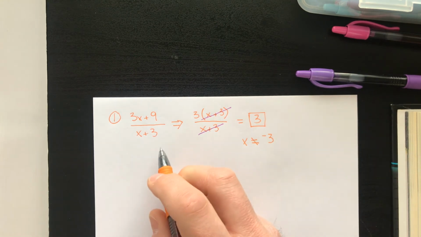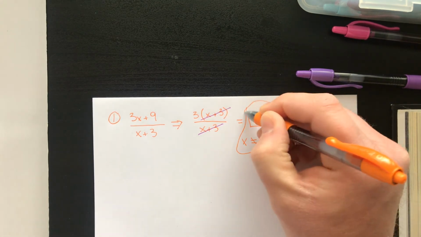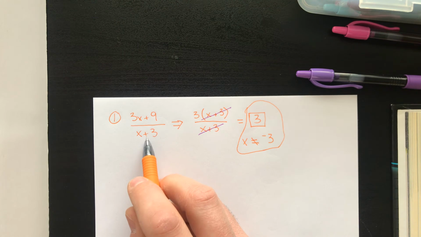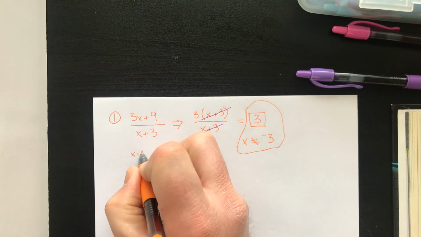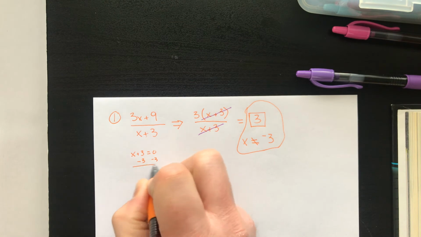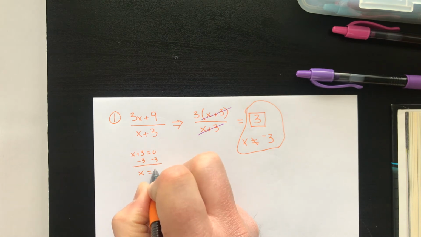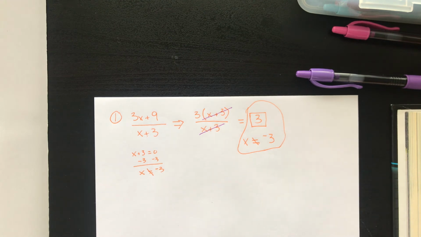And if you can't easily see that x can't be negative 3, you take your denominator and set it equal to 0. X equals negative 3. That's your no-no. X cannot be negative 3 because that's when the denominator equals 0. So you can do it that way as well if it's not easily seen.